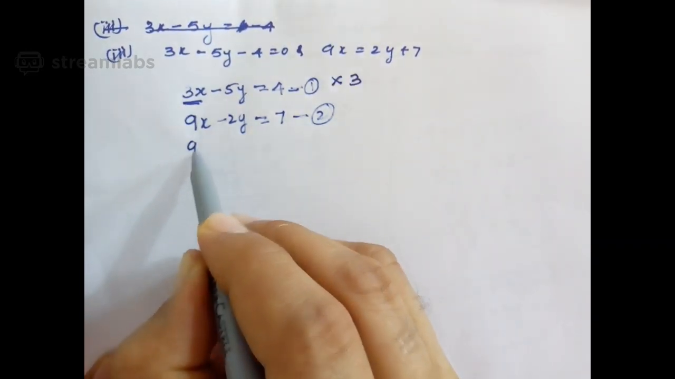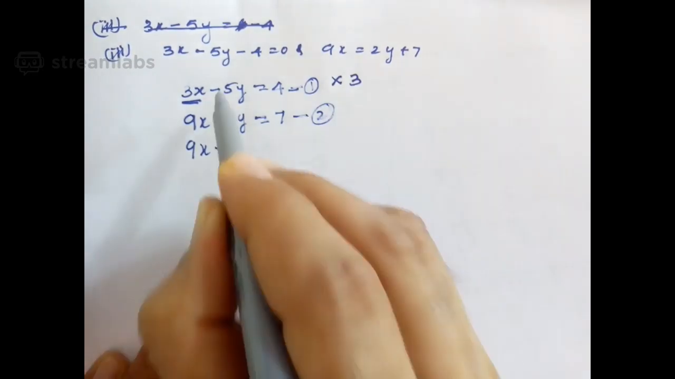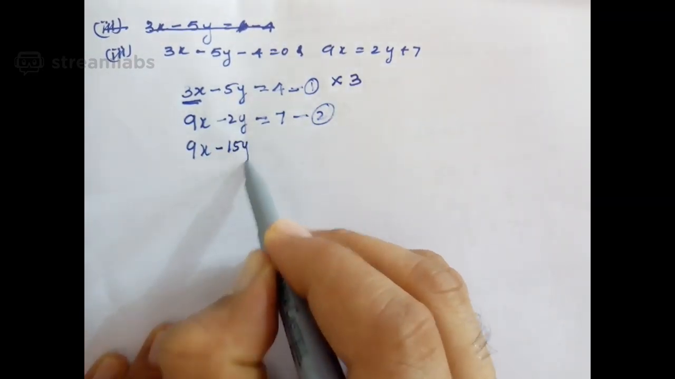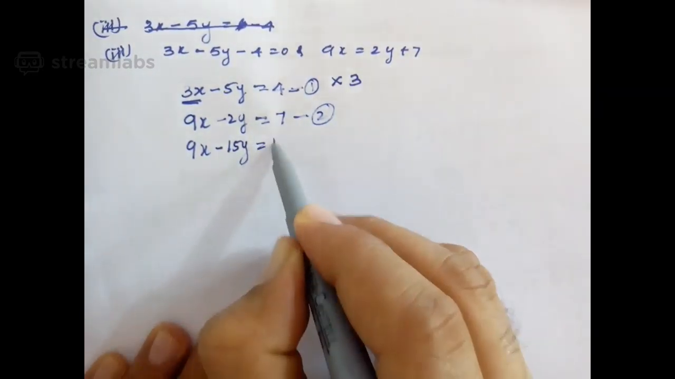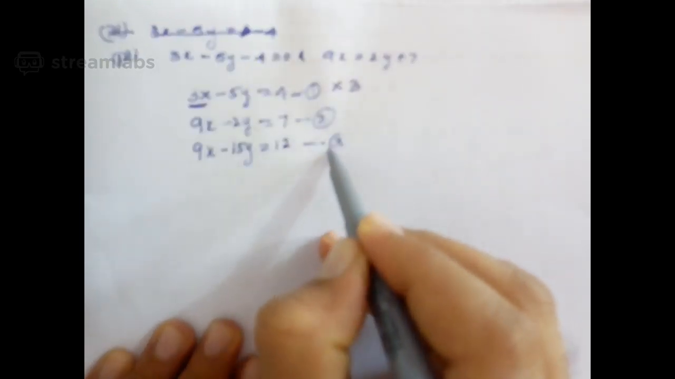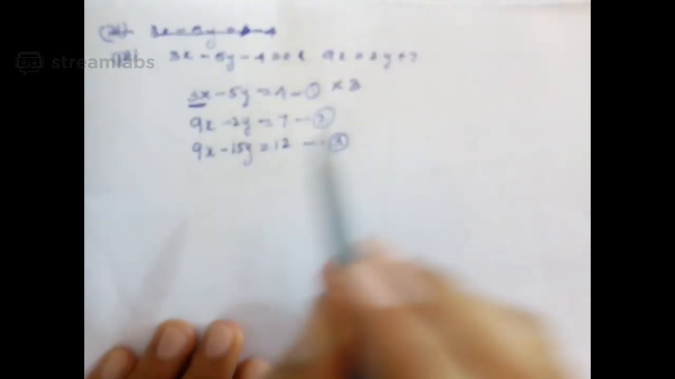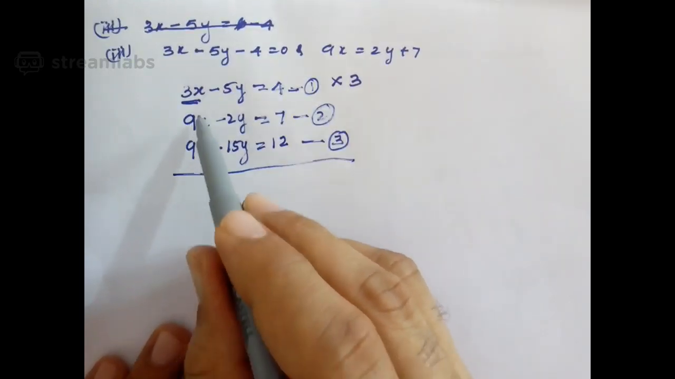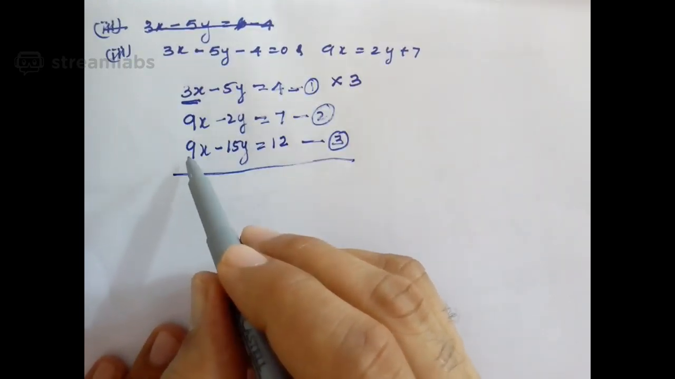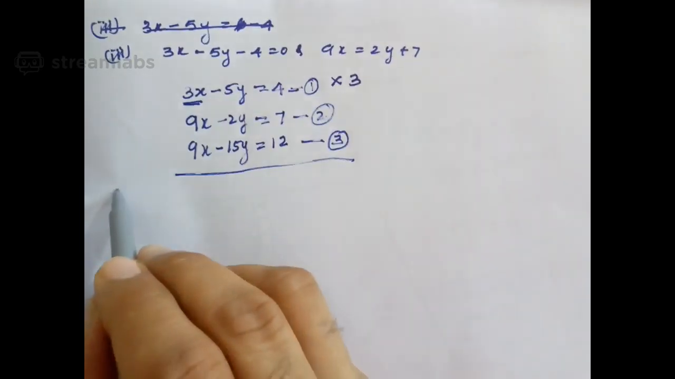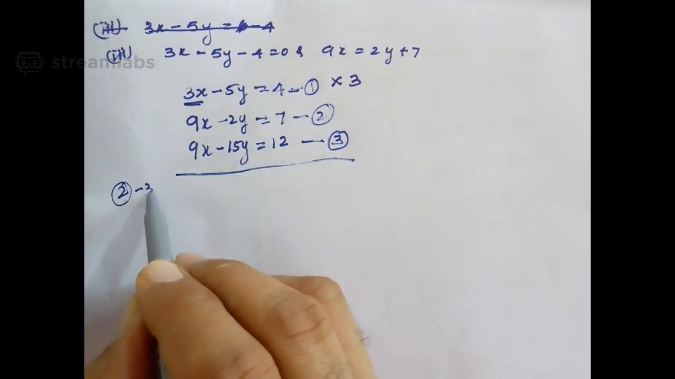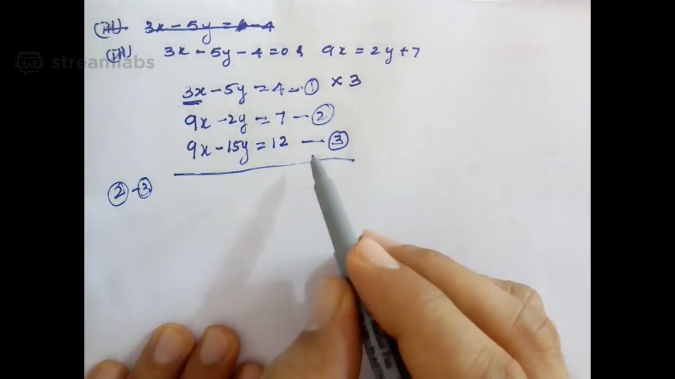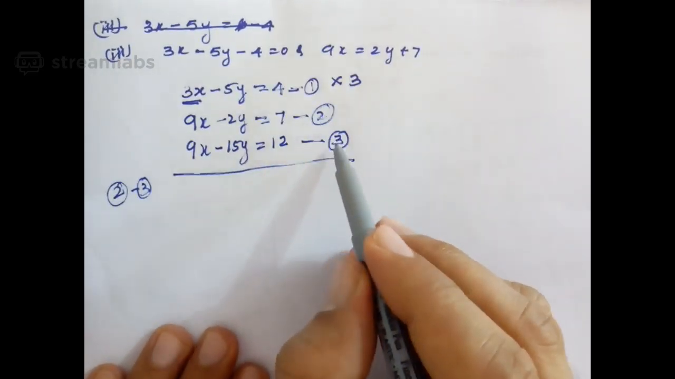3 3s are 9x minus 3 5s are 15y is 3 4s are 12. This is equation number 3. Now what I have to do, if I add, this variable won't get eliminated. So what I'll do is subtract 2 minus 3. I'll subtract equation number 3 from 2.